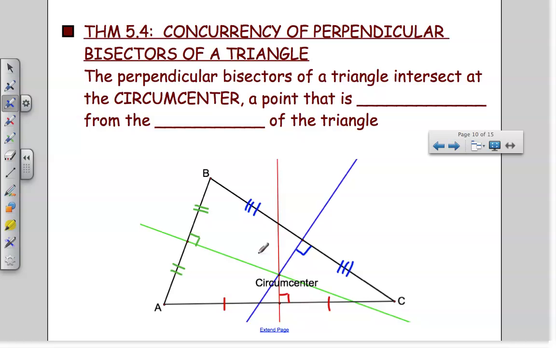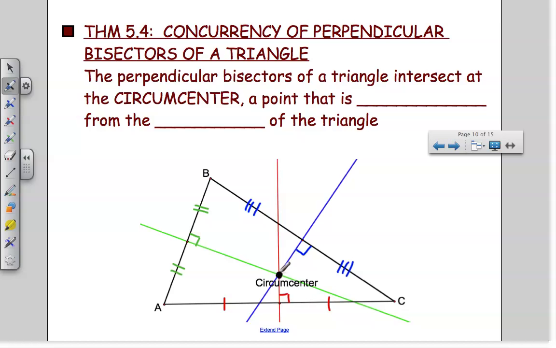And you notice all three of these perpendicular bisectors met at a very special point. They were all concurrent, and the point of concurrency is called the circumcenter. Now, what's special about this point? We have to think back to what we talked about yesterday with perpendicular bisectors. The perpendicular bisectors all intersect at the circumcenter, a point that is blank from the blank of the triangle. Well, let's think back to what we did previously with perpendicular bisectors.